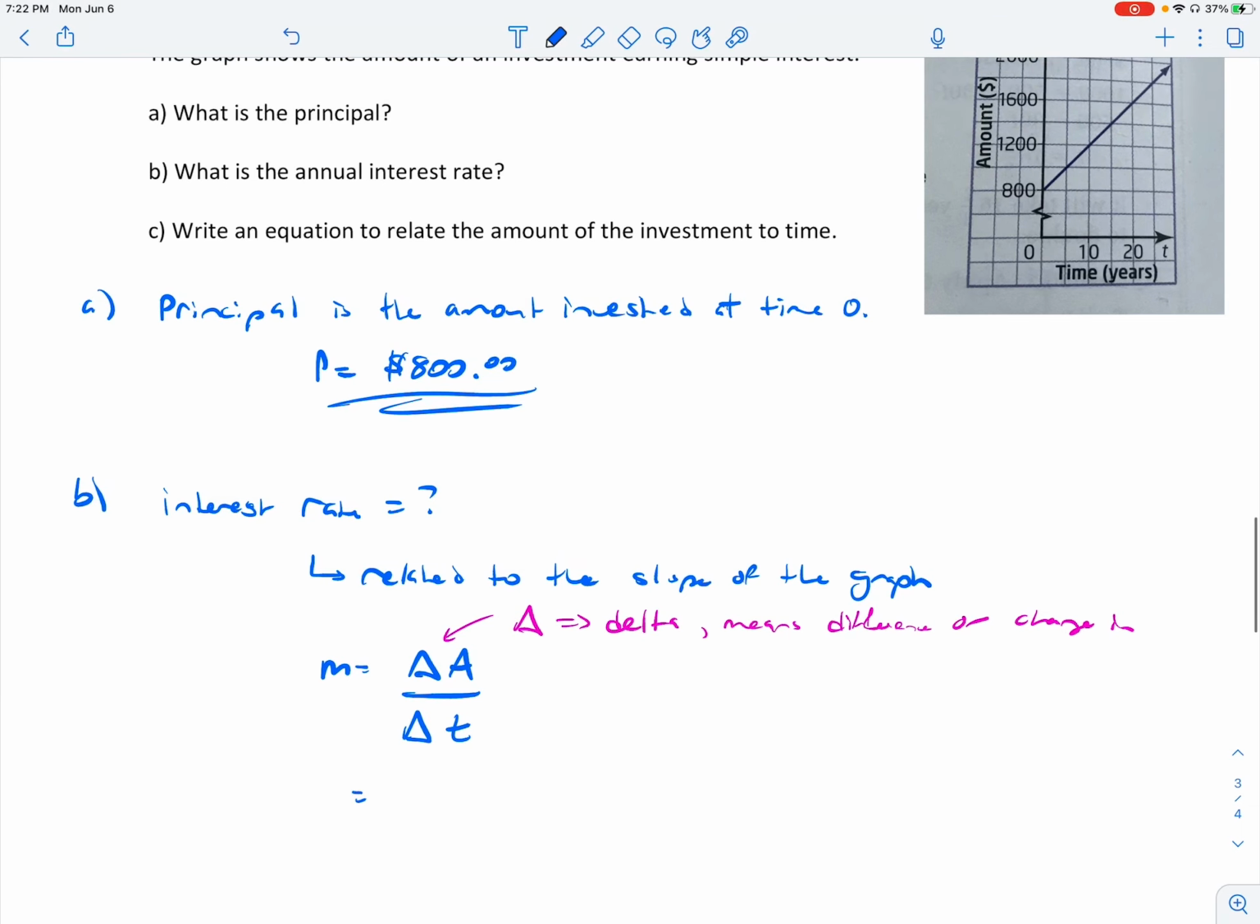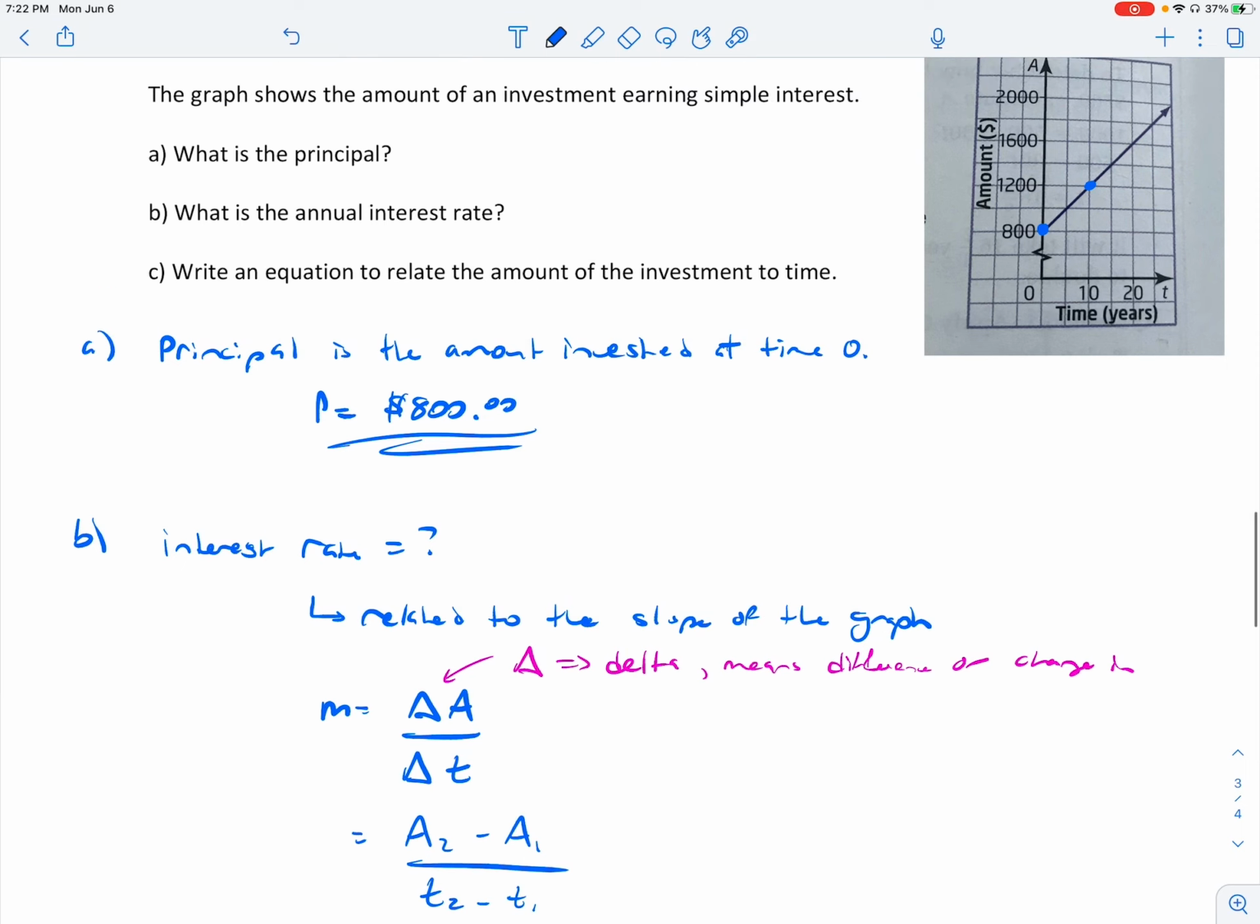To do this, we could just pick 2 points, maybe this one and that point, which looks good. I can read it easily. For the change in amount, you always want to do final minus initial. So I'm going to write A2 minus A1 over time 2 minus time 1. We call this point 2 and this point 1. I'll put a circle around them.